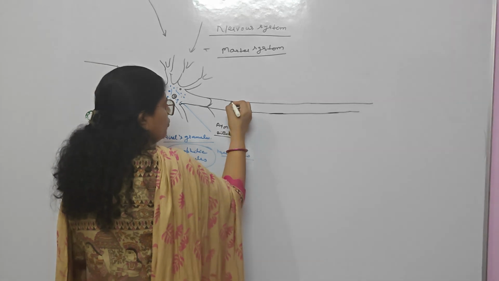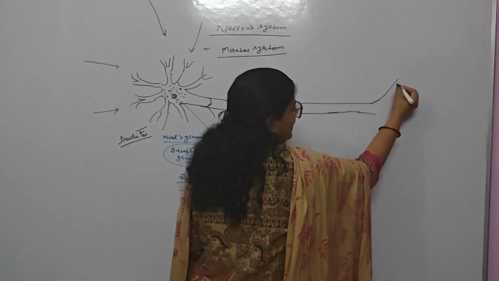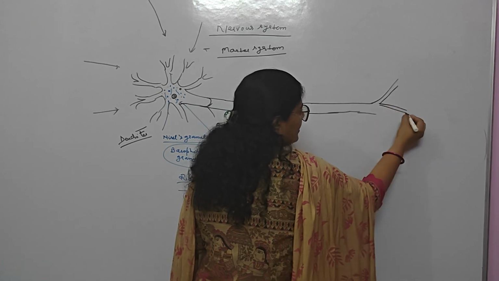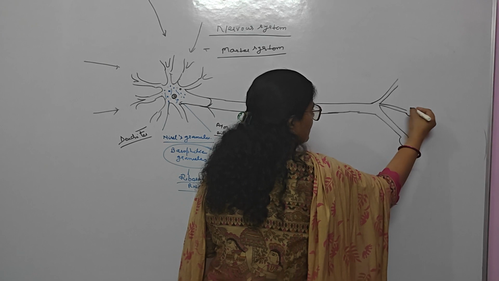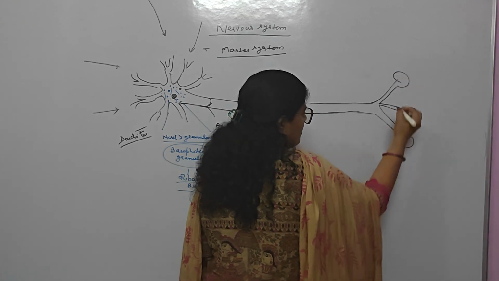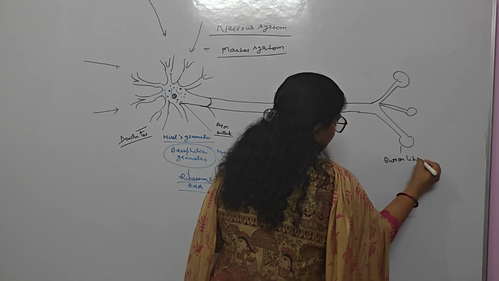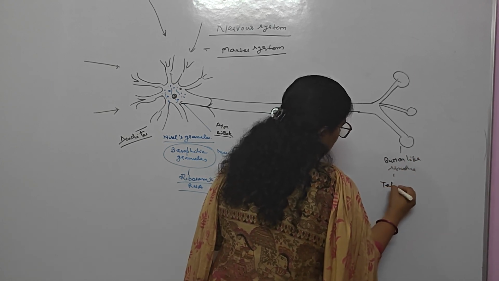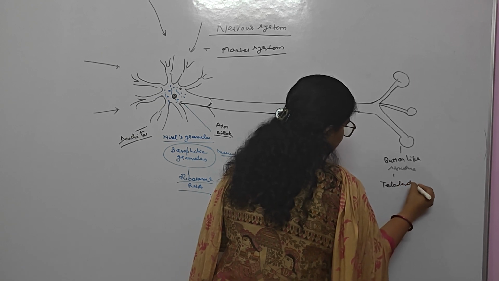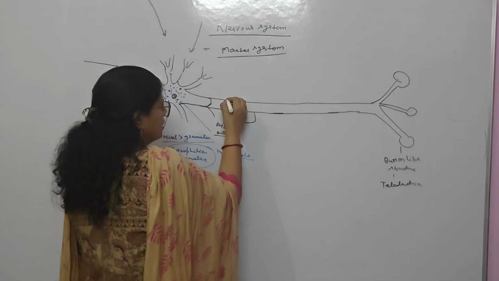Okay, and we have this axon, and this is going to divide at the end into various terminals, and these will end in button-like structures, which are known as telodendria.